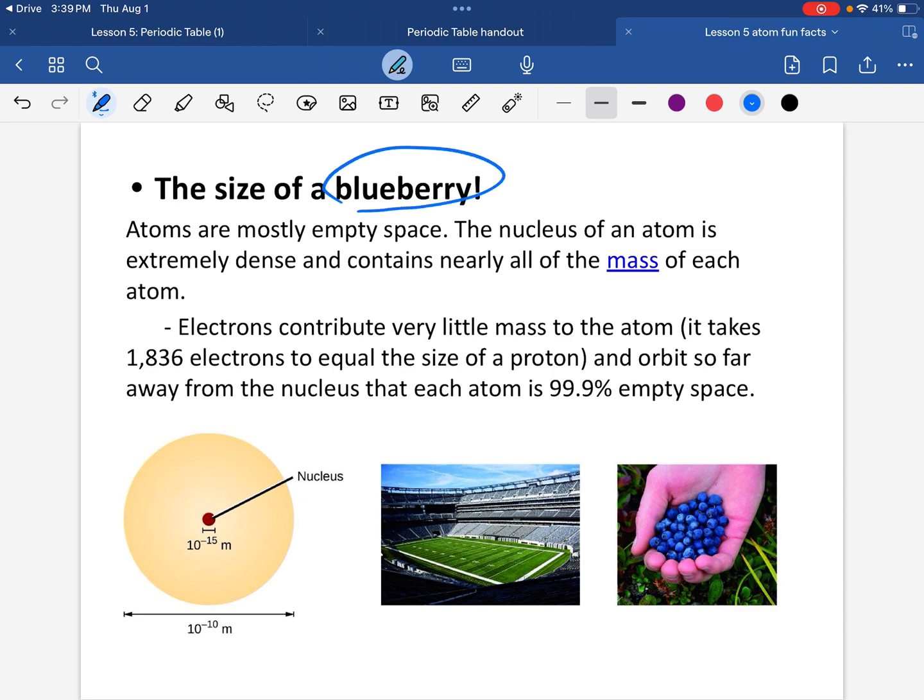It would only be the size of a blueberry. Crazy. We could put a tiny blueberry in an entire stadium. That would be the size of a nucleus if we enlarge the atom to the size of the whole stadium. So electrons contribute very little mass to the atom. They're just zooming around the outside and they take up a lot of space. It takes this many electrons to equal the size of just one proton. So most atoms are 99.9% empty space. So think of your body.